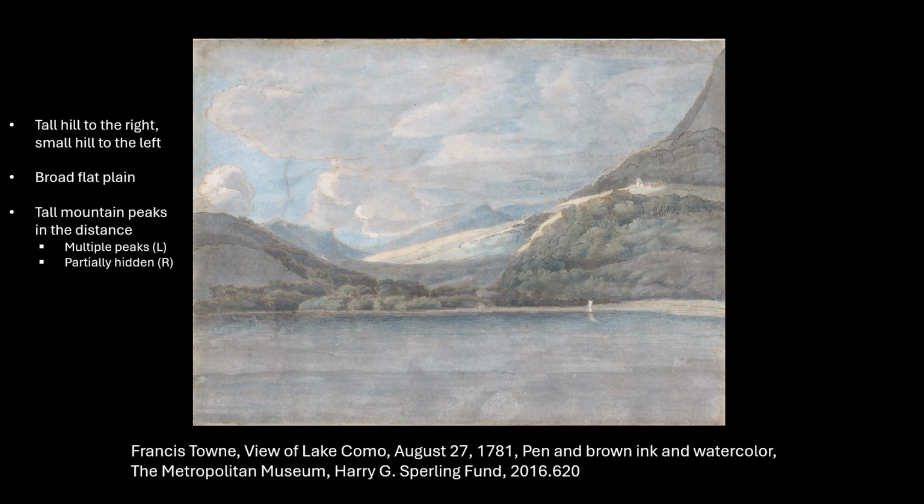Now I want you to look at this watercolor and also look at our description on the left of the watercolor by John Warwick Smith. First of all, there's a tall hill to the right and a smaller hill to the left. There's a broad flat plain in the middle where we can see well beyond to some tall mountain peaks. The one on the left has multiple peaks, and the one on the right is partially hidden by the hill and has a single peak. So this is not just of Lake Como, it is also of an almost identical view as what we see in the watercolor by John Warwick Smith.